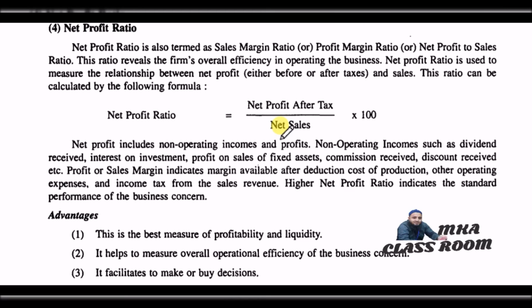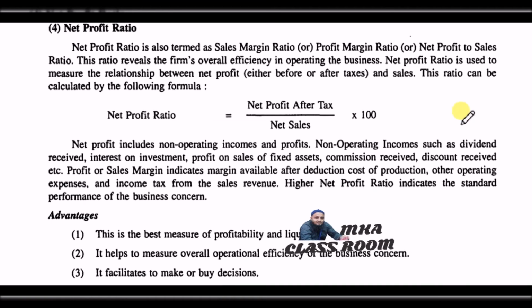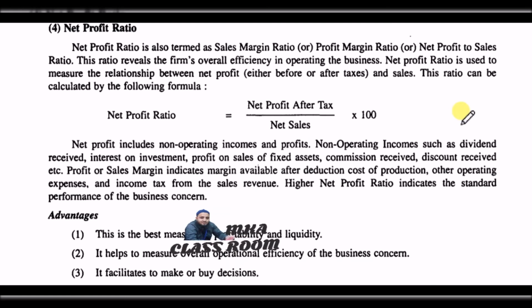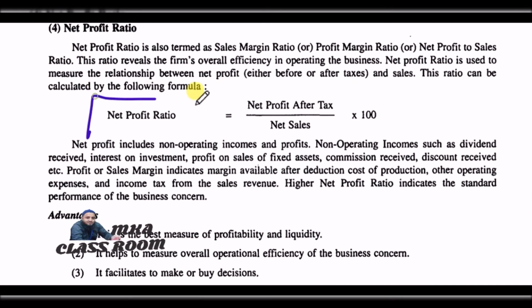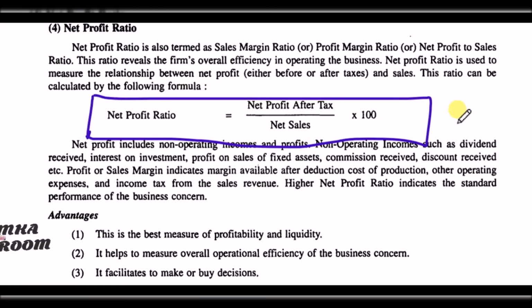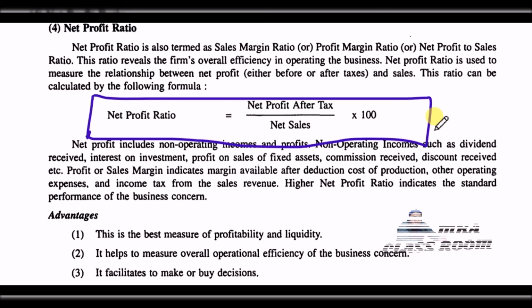Net profit ratio is also termed as sales margin ratio or profit margin ratio, net profit to sales ratio. This ratio reveals the firm's overall efficiency in operating the business. Net profit ratio is used to measure the relationship between net profit and sales. This ratio can be calculated by the use of this formula: net profit after tax divided by net sales into 100.